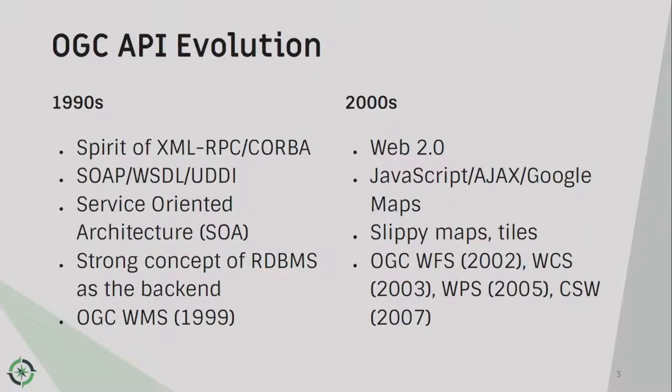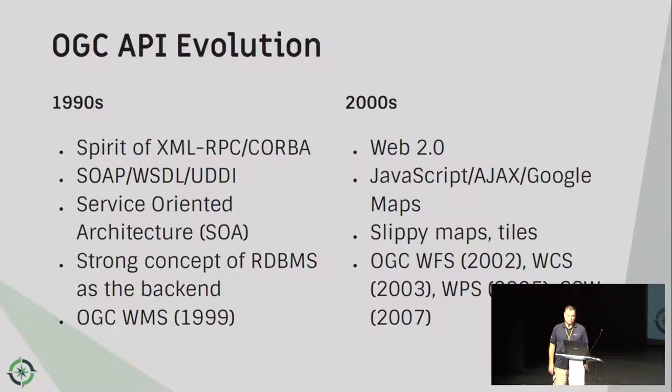So in the 90s, there was a lot of focus around building these APIs around the CORBA or XML RPC design pattern. SOAP and Web Services Description Language were prominent at that point, and the whole concept of service-oriented architecture was huge. We wanted to have services and APIs for absolutely everything. There was a strong concept of having a database in the back, and of course, most of you should know that the Web Map Service standard, version 1 from 1999, was at the forefront of the initial efforts in OGC, along with Geography Markup Language.